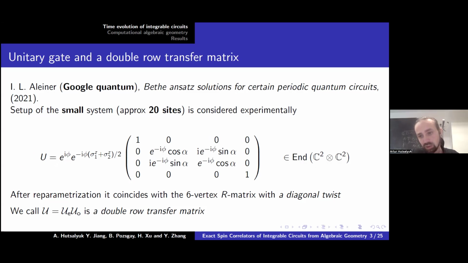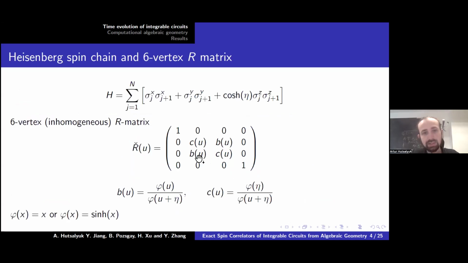One choice was nothing but the Hubbard model, and another choice was this unitary gate, this two-site operator. It acts in the tensor product of two local spin 1/2. And as you can easily see, with some certain reparameterization, it would be nothing but the 6-vertex R-matrix with some diagonal twist. That, of course, diagonal twist doesn't create any problem for integrability. It's perfectly known. And this would be the main setup with which we will work further.